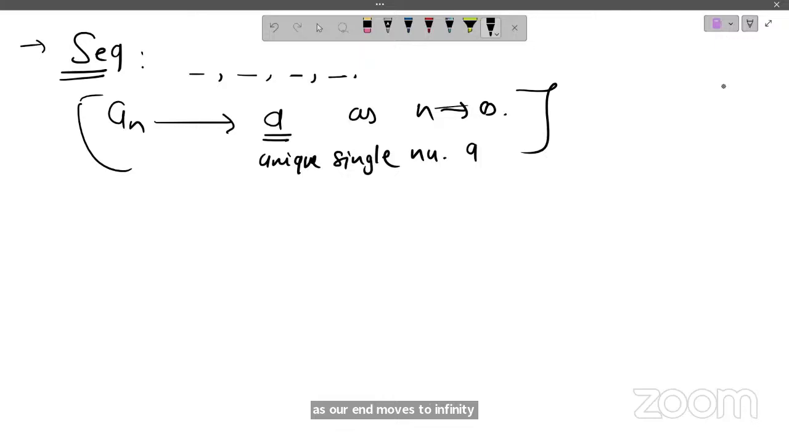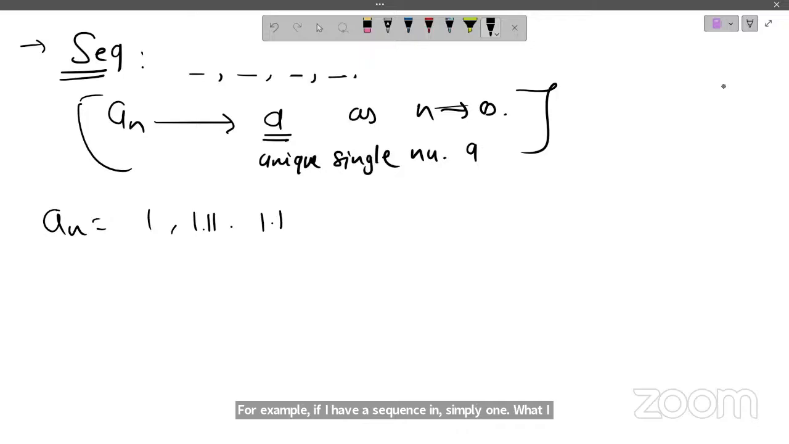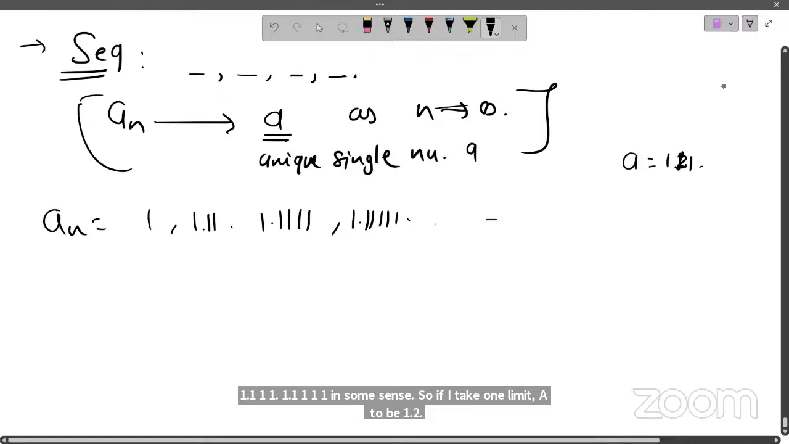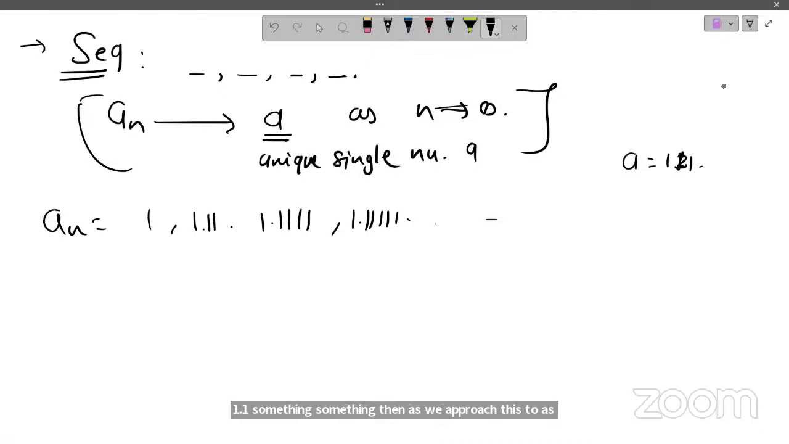What is the limit of a sequence? Yes, ma'am. That means simply as we put larger and larger values of n, we should get something closer and closer to a. For example, if I have a sequence an, I can take 1.1, 1.11, 1.111, and so on. If I take my limit a to be 1.1 something, then as n goes to infinity, the sequence will look similar to a. It goes nearer and nearer to a, not exactly a, but closer and closer to a.